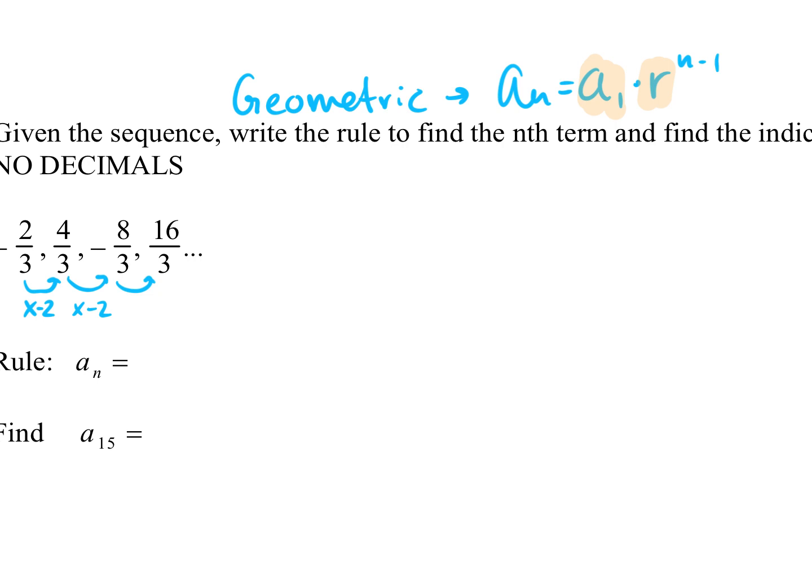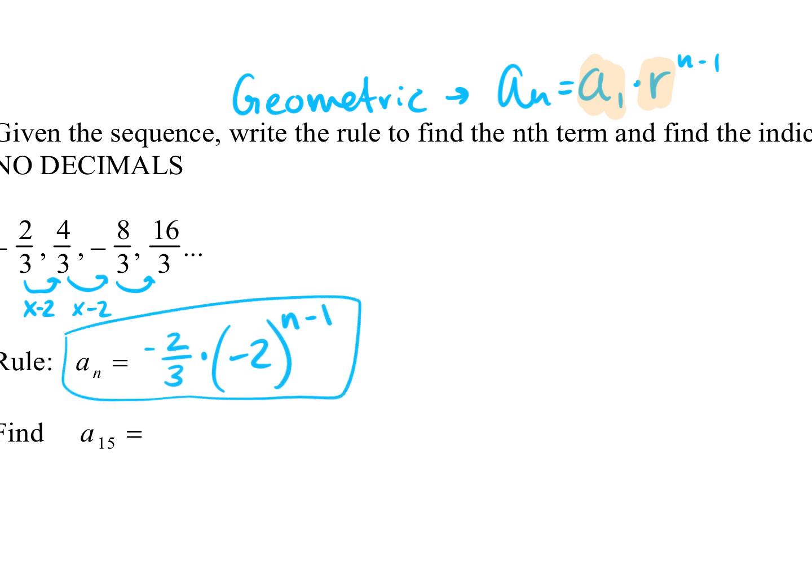So a sub n is equal to, what's our first term here? Negative 2 over 3, times negative 2 to the power of n minus 1. Here we can't do anything to simplify. A lot of people on the last test multiplied the two numbers together. Remember, you cannot do that because negative 2 has an exponent. So you have to do the exponent first.